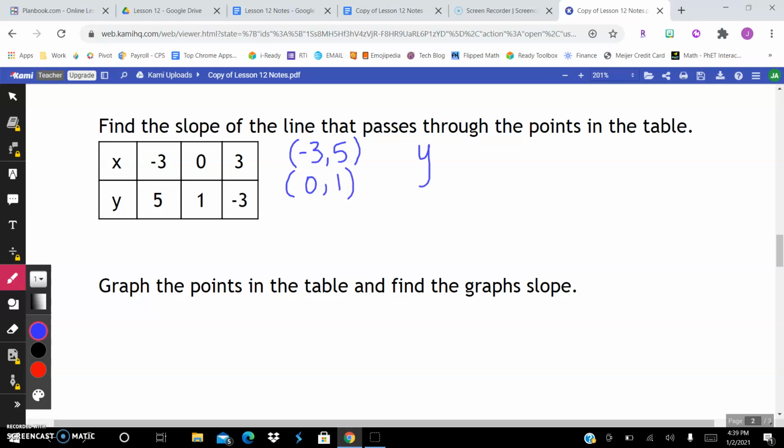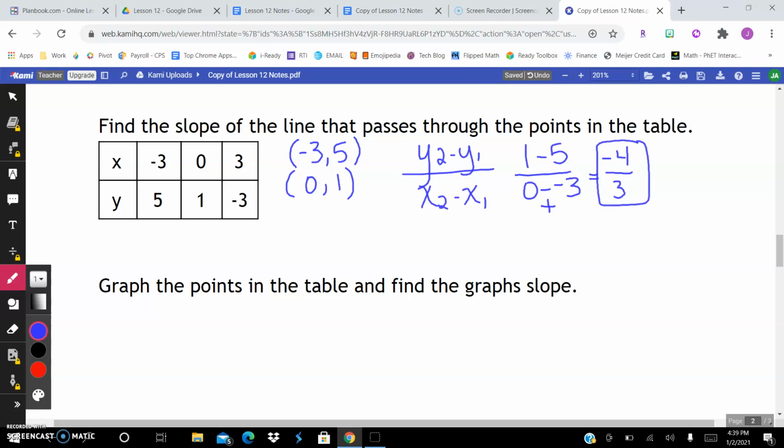And remember, I'm using y2 minus y1 over x2 minus x1. So y for my second point is 1, minus y for my first is 5. X out of the second point is 0, minus x out of the first is -3. So now I have minus a negative here, so that's going to cancel out and be a plus. We're going to add those two numbers. And 1 minus 5 is -4 on the top, and 0 plus 3 is 3 at the bottom. So the slope of this line is -4/3.